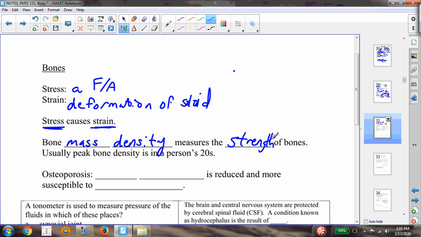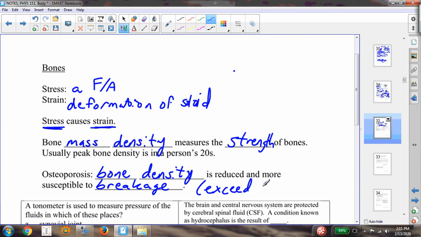This usually peaks in a person's 20s, and there's one thing you need to know about: osteoporosis, where the bone density is reduced and made more susceptible to breakage. That breakage occurs when you exceed the elastic limit of the bone. Write that down. We saw that earlier, but if you apply a stress and it exceeds the elastic limit, then it will cause the bone to break.